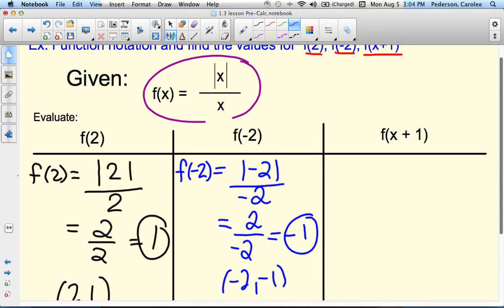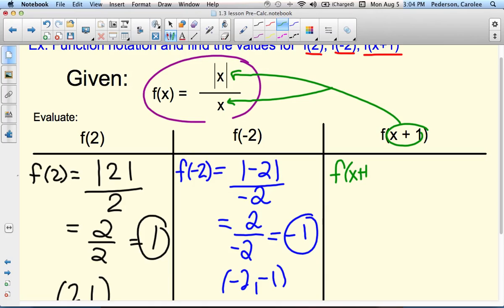Our last one is an expression that we're evaluating. So we're going to replace this in here and in there. So we say f of x plus 1 equals, replace the absolute value of x with x plus 1, over, replace the x with x plus 1. And then you just leave that alone.